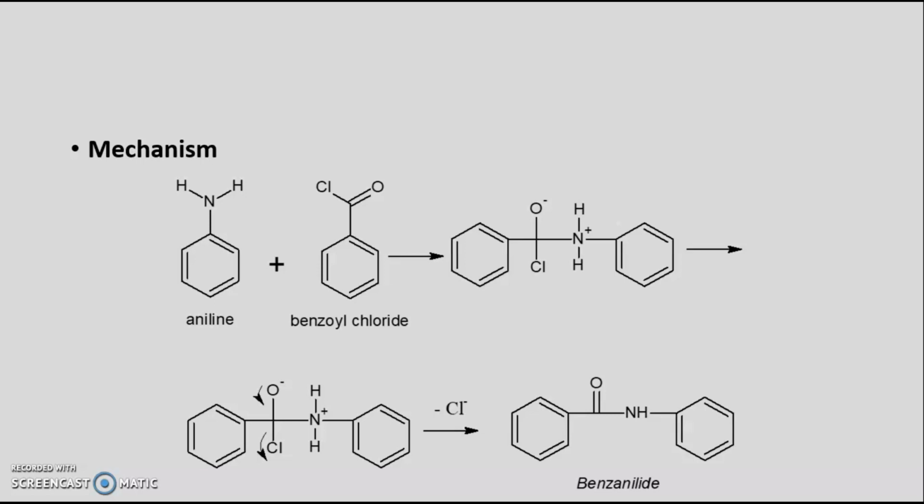In the Schotten-Baumann reaction, we can use either amines or phenols or hydroxyl compounds. Here, as we have used aniline, the amide functional group is formed. If we use phenol, we will get esters as our product. Now, after this, we will see the procedure that we are going to use during the synthesis of this particular compound, benzanilide.